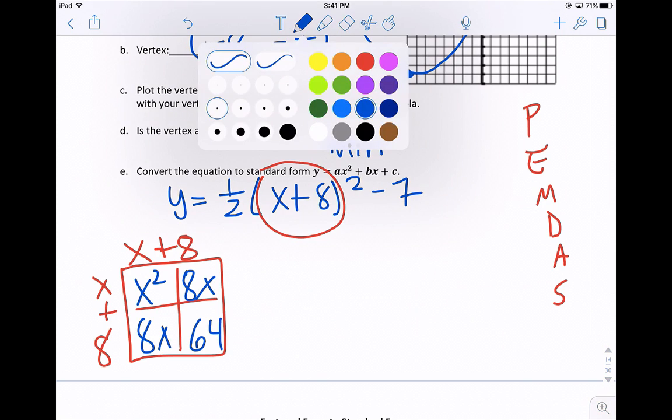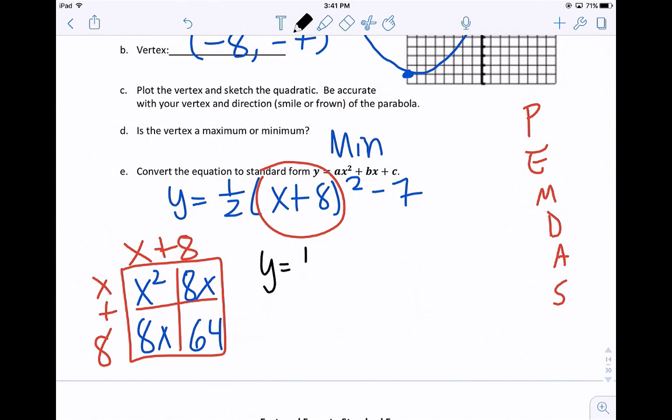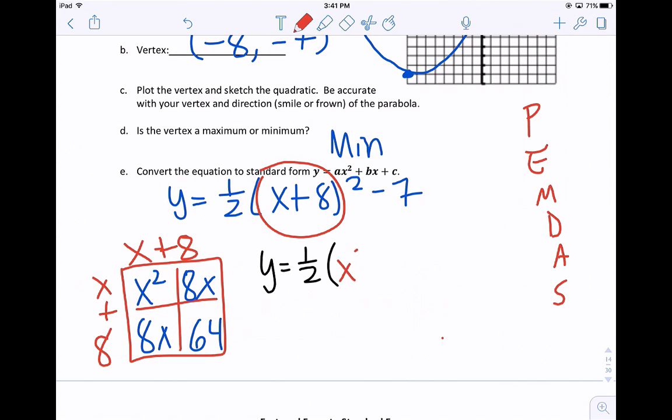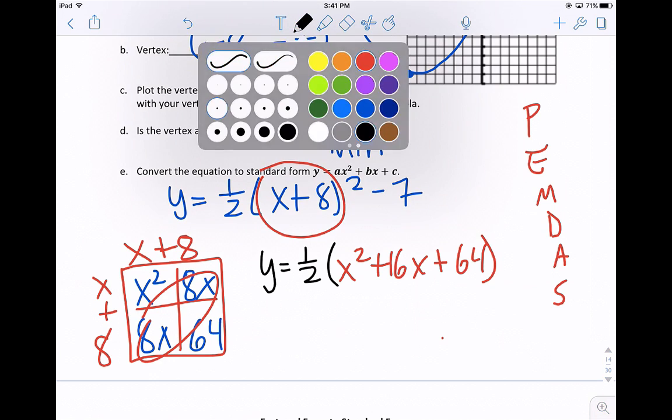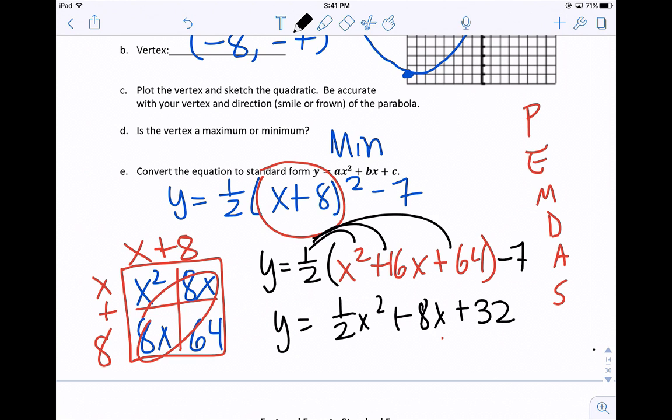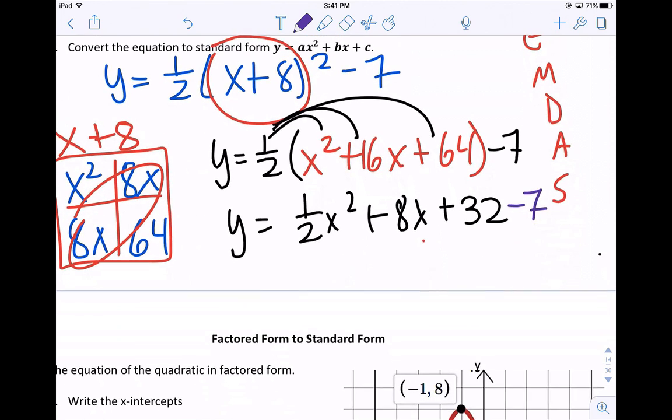So now in our second step, I'll write the 1/2. And then we're going to write what we had right here, x squared, combine like terms, so plus 16x, plus 64. And then we have that minus 7 hanging out at the end. And now we multiply, and then last we'll subtract the 7. So if we multiply this out, we will get 1/2 x squared plus 8x plus 32. And then again, you have that minus 7 hanging out at the end. So here's what that would look like.